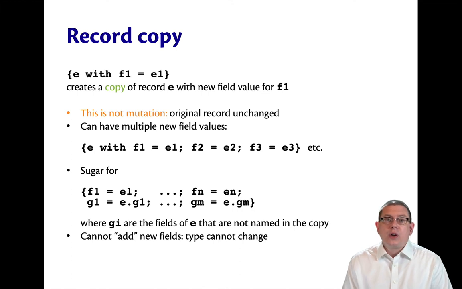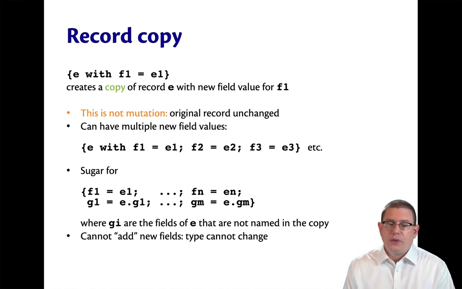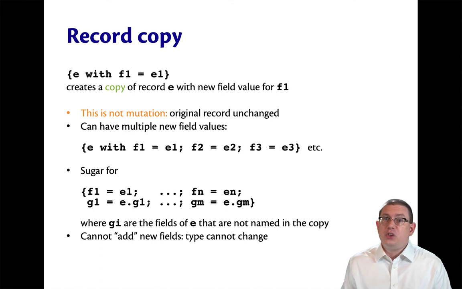In reality, record copy is just another example of syntactic sugar, though. It's really sugar if we're just rewriting the entire record with all the field names, using all of those field names in the with clause, and then all of the field names that you didn't happen to mention in the with clause from the original record. But it's much more convenient to be able to use the record copy syntax if there's a lot of fields and you only want an update of the record with just one field changed. Now, you can't use this to add new fields. That would change the type of the record. That's not permitted.